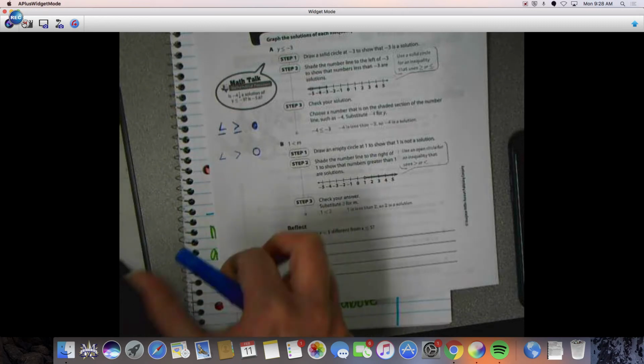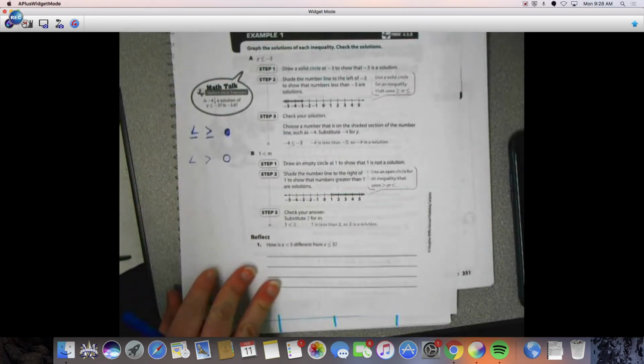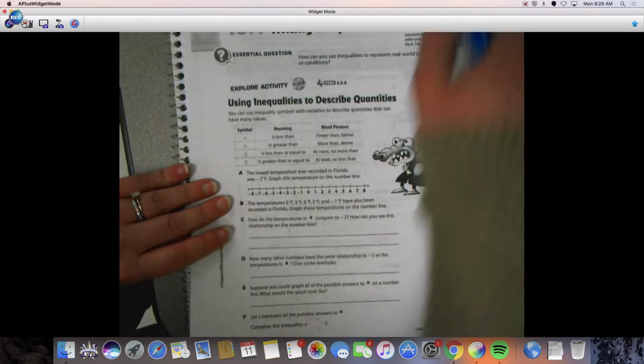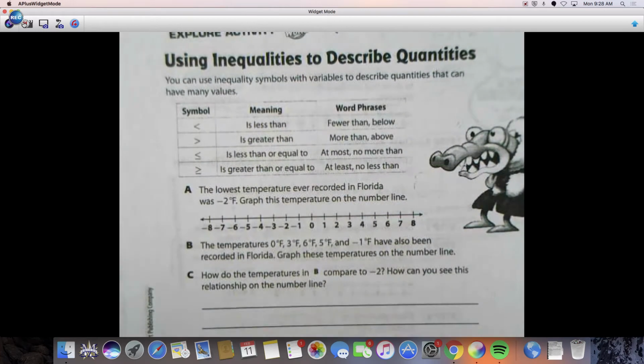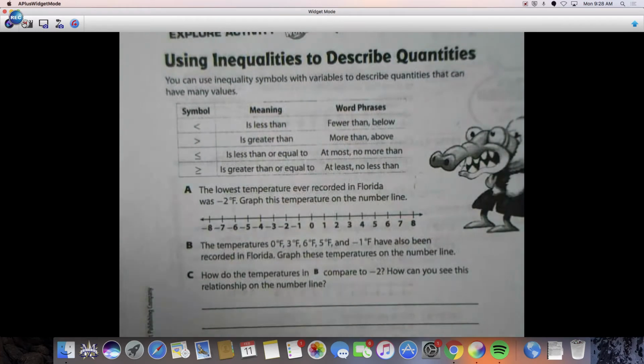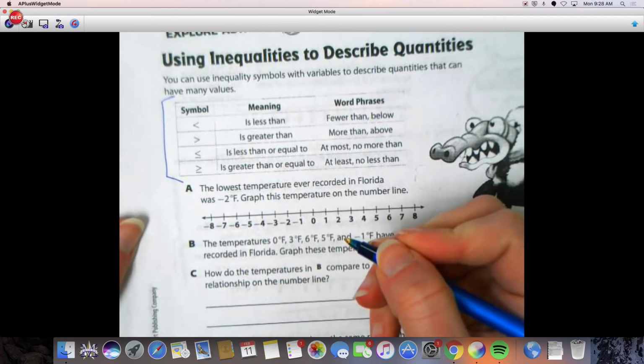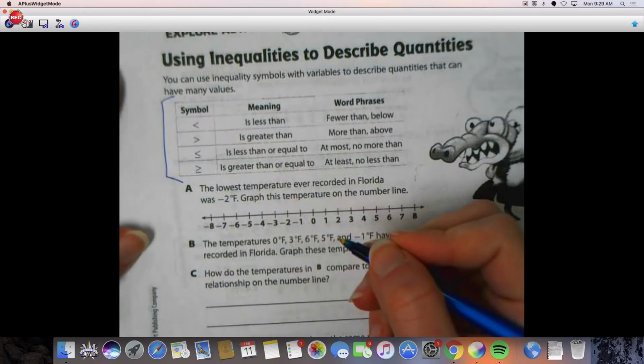Review this. If we look on page 349, you see this chart right here that explains to you the symbols that you have learned before.